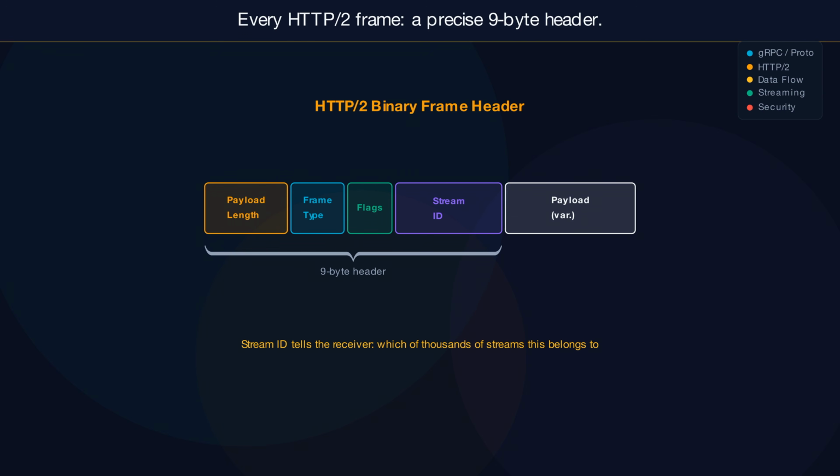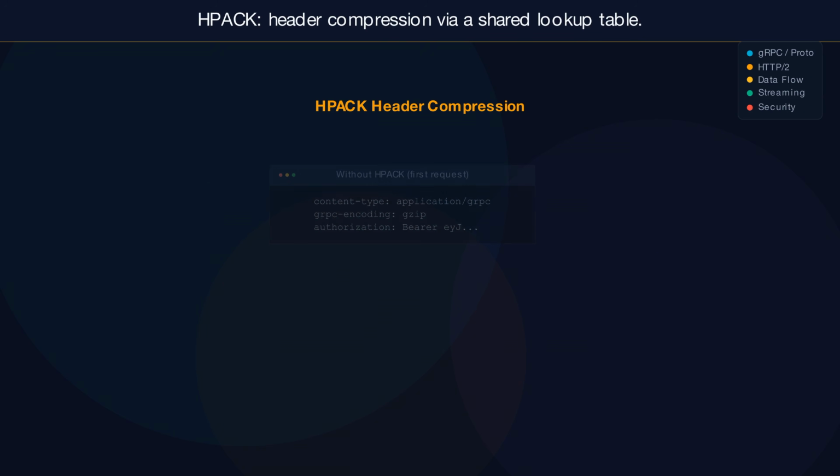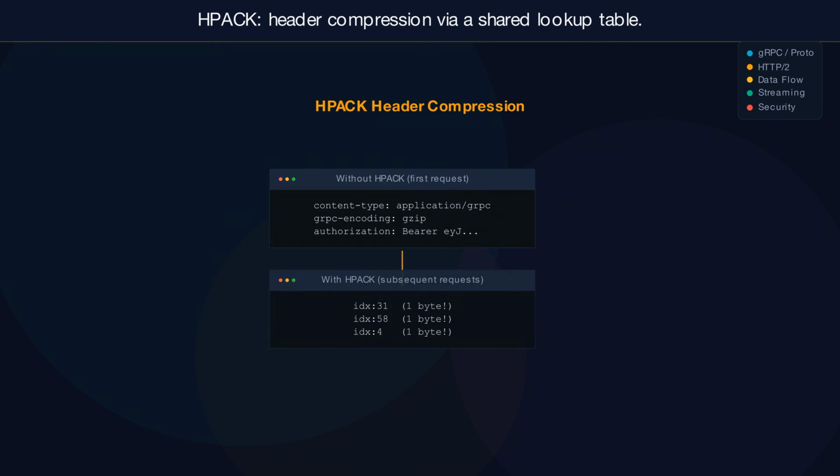HTTP/2 solves this with HPACK compression. Both sides maintain a shared lookup table of previously sent headers. After the first request, content type application/grpc becomes a single index number. The next 1,000 requests send 1 byte instead of 24.